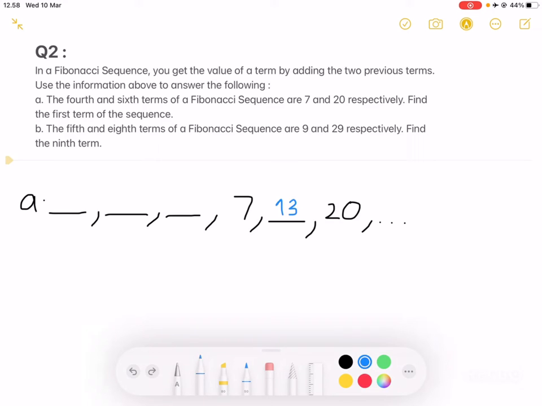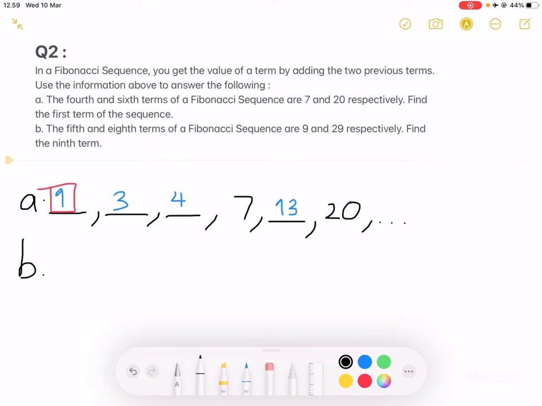So the third term will be 4, because to get 13, you add 4 and 7. Likewise, the second term will be 3, because to get 7, you add 3 and 4. And the first term, which is our wanted answer, is 1, because to get 4, you add 1 and 3. So our answer in this case is 1.